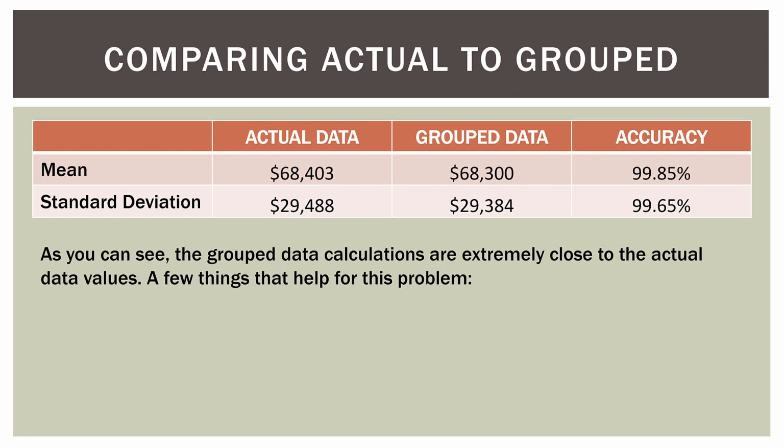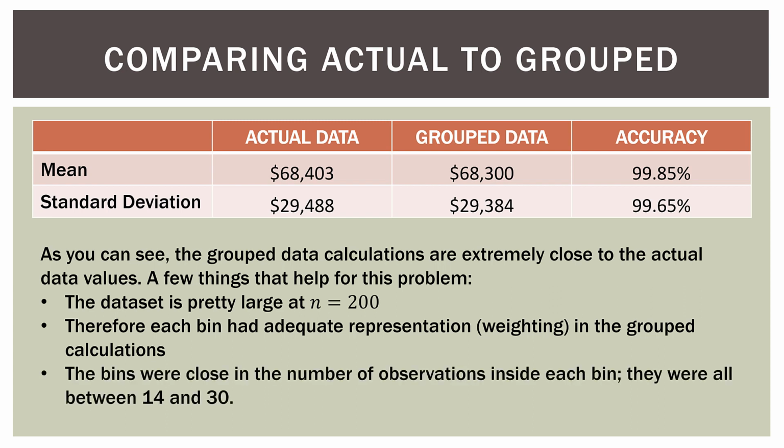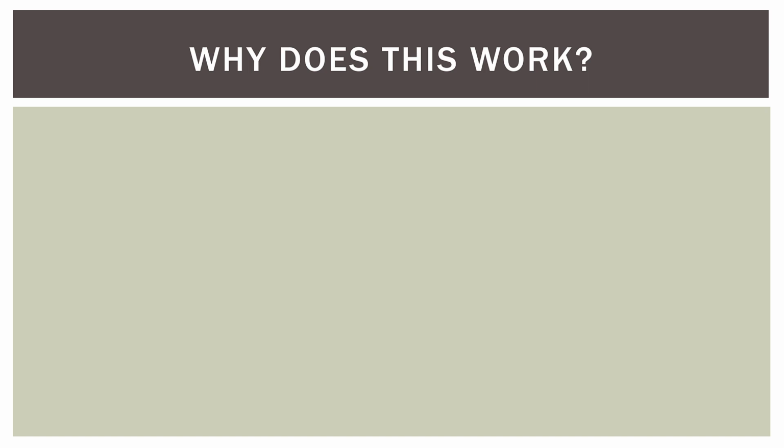So a few things that help for this problem. The data set here is actually pretty large, so it was 200 observations. Therefore, each bin had an adequate representation in it, so an adequate weighting in the grouped calculations. The bins were close in the number of observations inside each bin, so they were all between 14 and 30 observations. So why does this work?